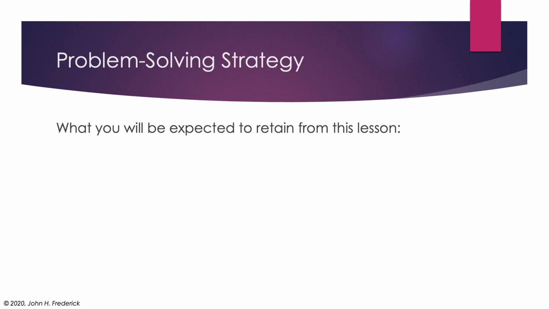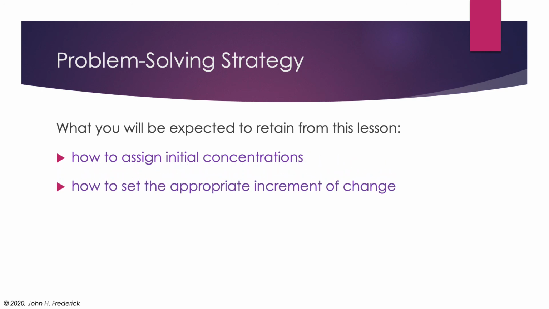All right, so what we've introduced here is a problem-solving method, and I want to specify exactly what you need to retain from this lesson so that you can be successful. First, you need to know how to assign the initial concentrations in the ICE table. And that should be pretty easy, but it means you have to read the problem and get those values from the problem if they're given. If they're not given, usually you can assume that they're 0. You need to be able to set the appropriate increment of change. Now, I've tried to give you enough clues to do that. It's not that difficult to do, but you do need to do it correctly or you won't get the right answer.